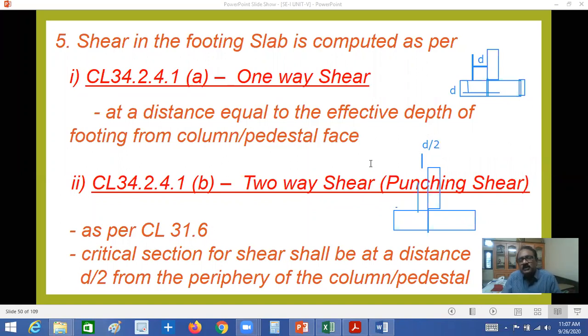So what is punching shear? Punching shear will act from the face of the column, that is at D by 2. This is the critical section for punching. What is punching? If you apply load on a paper forcefully, what will happen? It will punch. If you press a knife more, what will happen? Punching. So punching will affect only at the distance of effective depth by 2 all around your column. That is punching shear.